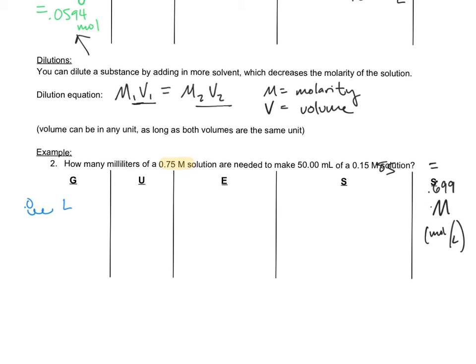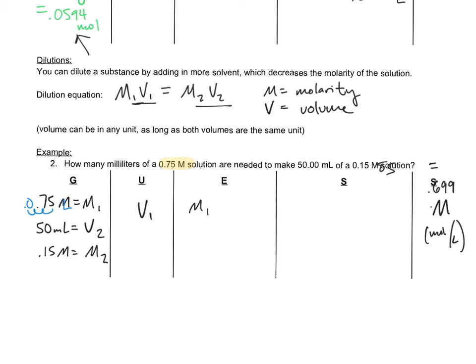So we'll write 0.75 M equals, and this is going to be M1, okay? And then we are going to make 50 milliliters, which is a volume of a 0.15 molar solution. So we'll do 50 milliliters equals volume. That's the volume we're making, so it's volume 2. And then we've got 0.15 molar. It's going to be our molarity 2. All right, and we're looking for how many milliliters we need, so that's going to be volume 1.